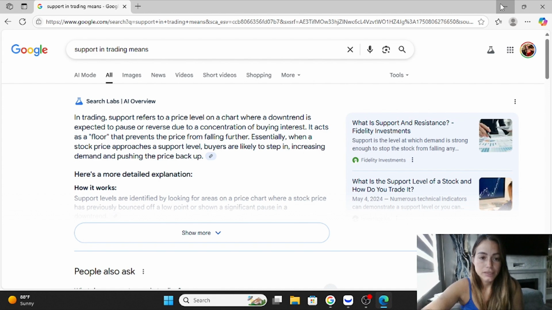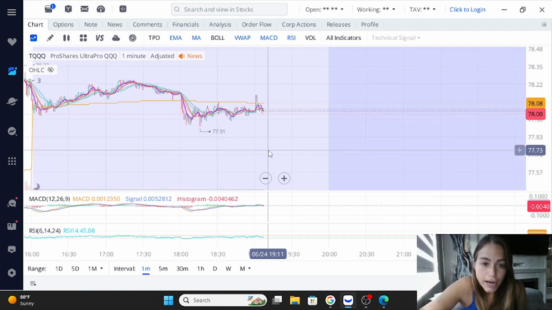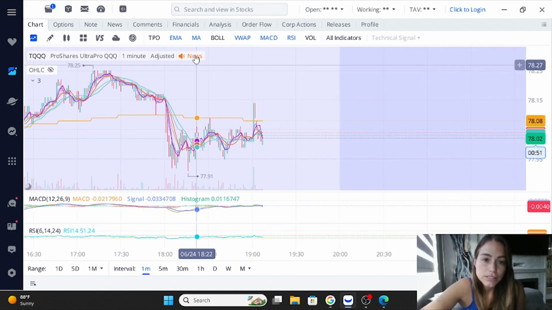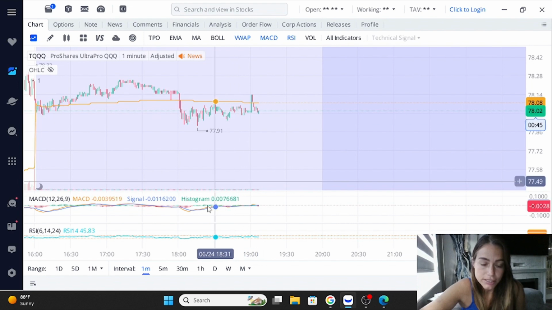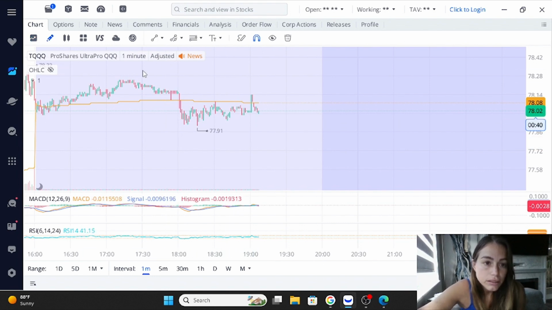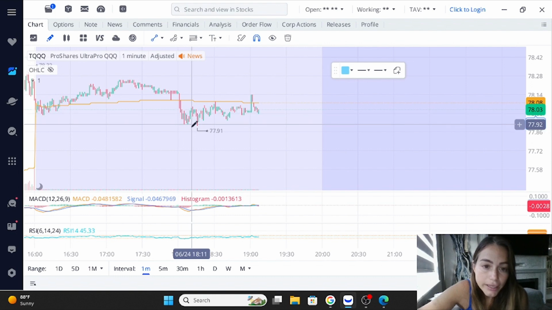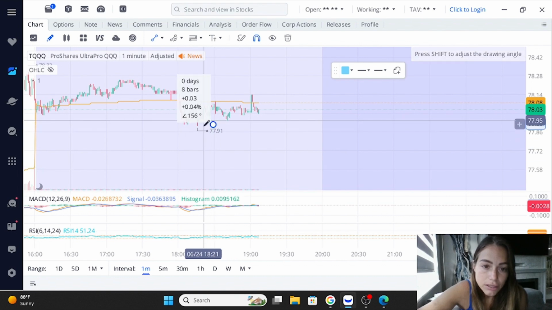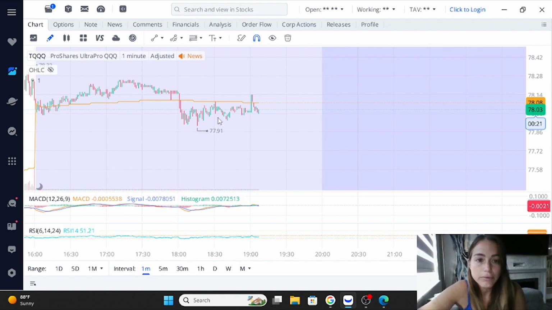I have my Fidelity open here, and I'm going to teach you how to find these support levels. Let's remove the EMAs and the MAs so you can find these support levels easier. And let's see if there's a drawing tool. There is. And I'm just going to do a line at these support levels. Alright, support level. Right here, the 77.91 is already indicated. So that would be your support level.